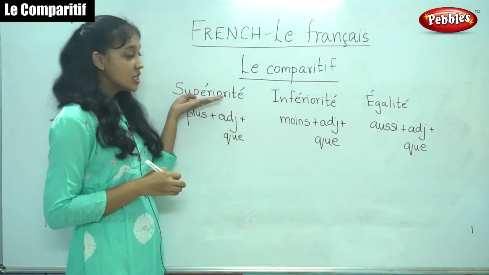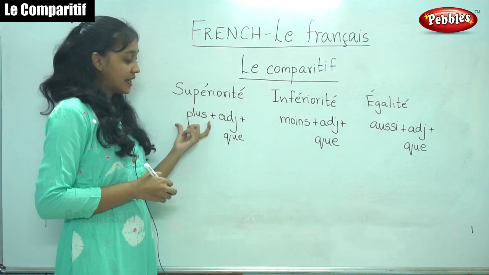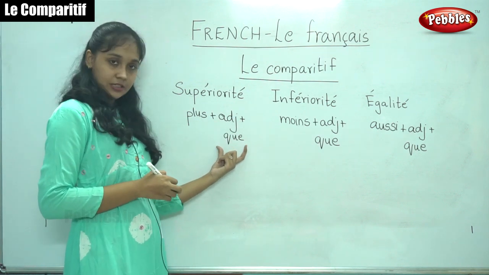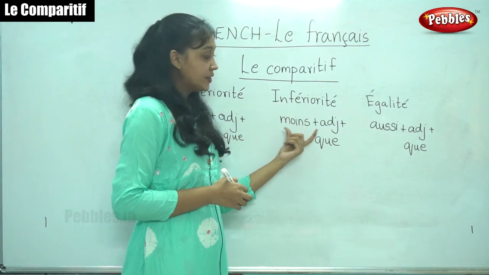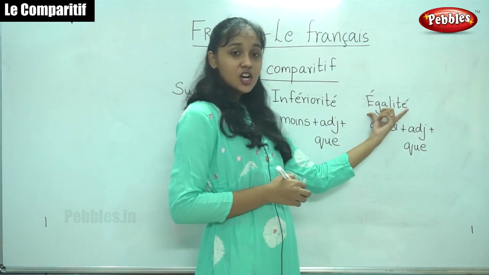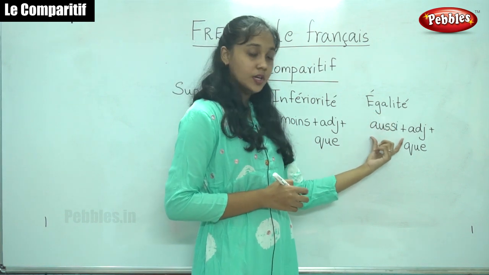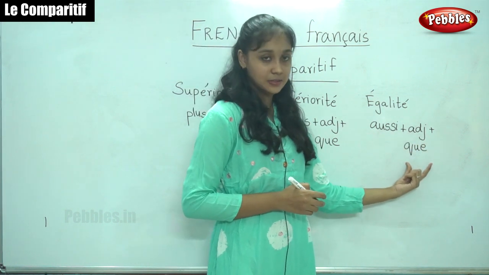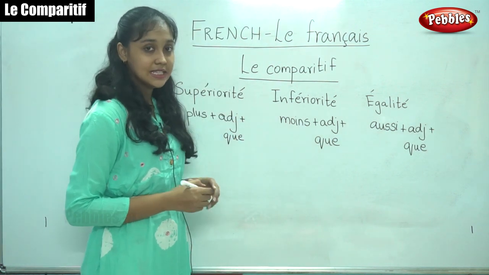So, to denote superiority, the word we use is plus, and we write it as plus plus the given adjective plus que. For inferiority, we write moins plus the adjective plus que. And for equality, to show that they are equal, we use the word aussi. Aussi plus adjective plus que. So, shall we see a few examples for each of these? I will write one sentence in each.